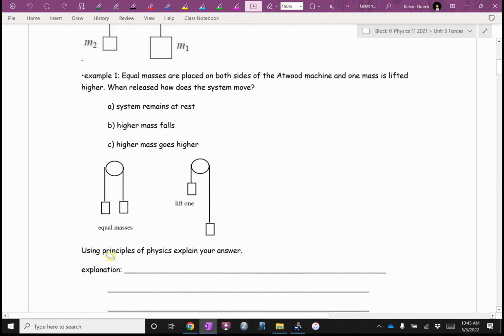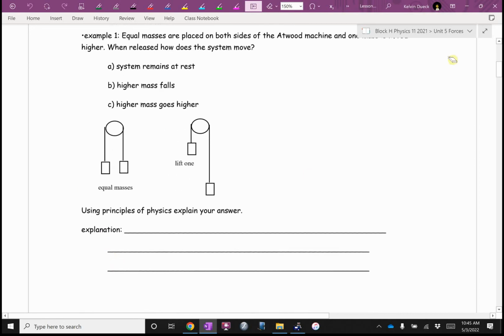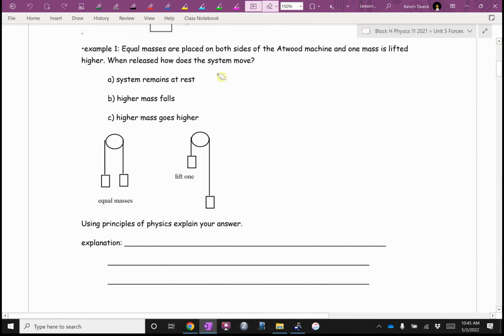Oh, we got a thought puzzle. We get to vote. It says this: equal masses are placed on both sides of the Atwood machine, and one mass is lifted higher. So here's equal masses, and one mass is going to be lifted higher. When I let go of this higher mass, what happens?